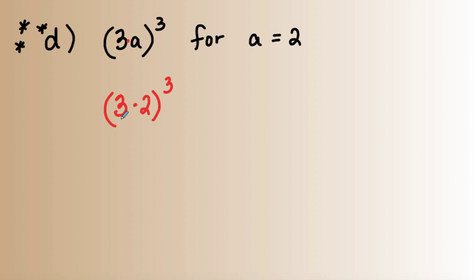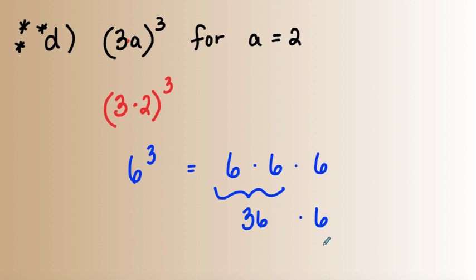So 3 times 2 is 6, and 6 cubed means 6 times 6 times 6. Well, 6 times 6 is 36. And then 36 times 6, I'm going to help you out here. Well, it has to end in a 6. And it actually works out to be 216. So 6 cubed, again, an algebra math fact, is 216.